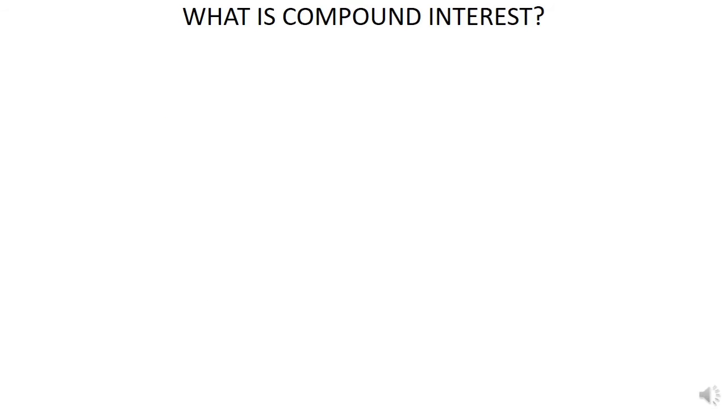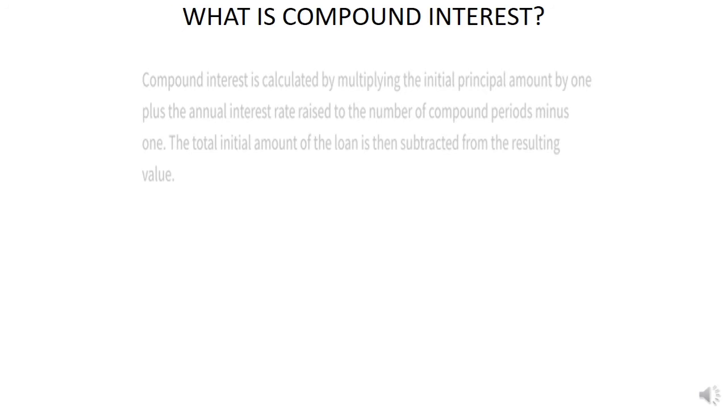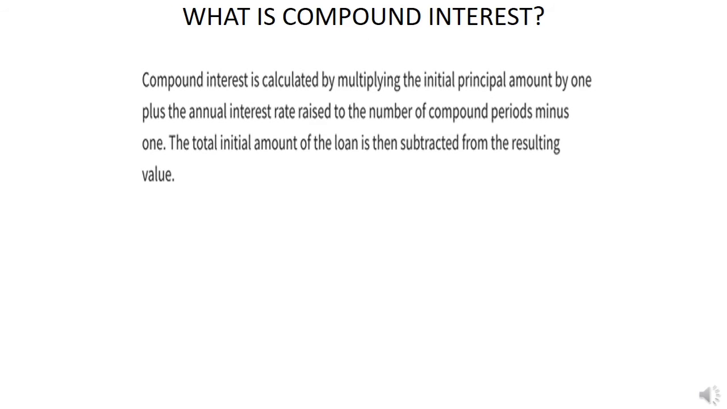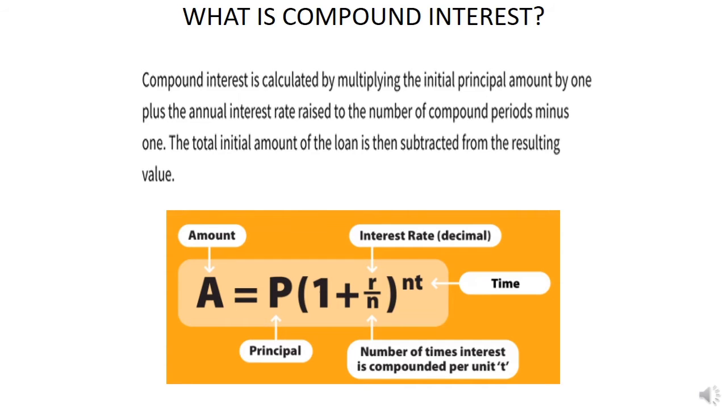What is compound interest? Compound interest is calculated by multiplying the initial principal amount by 1 plus the annual interest rate raised to the number of compound periods minus 1. The total initial amount of the loan is subtracted from the resulting value. So this is the formula of compound interest: amount equals principal times 1 plus interest rate over the number of times interest is compounded per unit, raised to the number of times compounded multiplied by time.